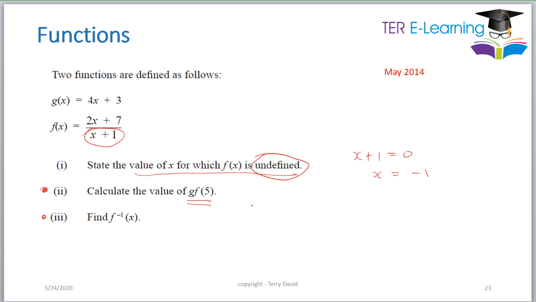2. So the question wants g of f of 5, right? So what you could do, you need to work out f of 5 first and then plug it into the function g, right? So f of 5 is equal to 2 by 5 plus 7 over 5 plus 1, which is 5 2s are 10 and 7, 17 over 6. Is that correct? 5 2s are 10 and 7, 17.